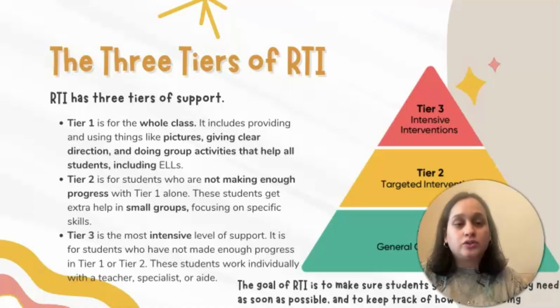Tier 2 is for students who are not making enough progress in Tier 1 alone. These students get a little extra help in small group, focusing on specific skills. Tier 3 is the most intensive level of support. It is for students who have not made enough progress in Tier 1 or Tier 2. These students normally work individually with a teacher, specialist, or an aide.